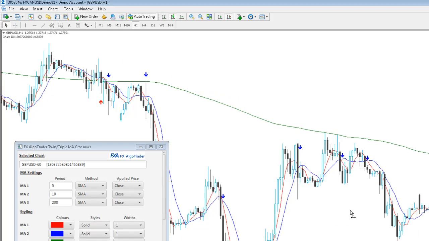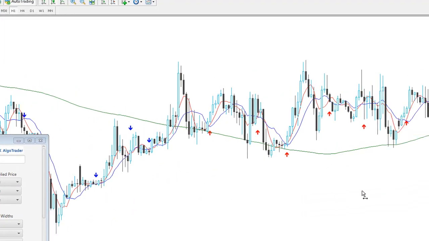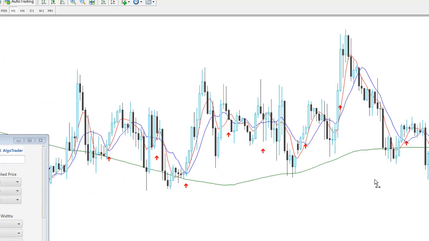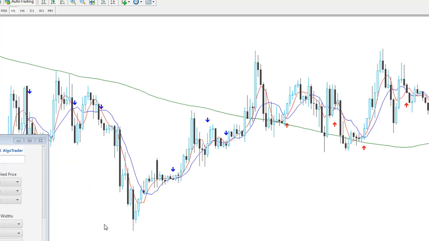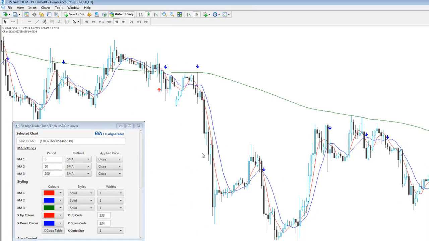Now look how good the signals are. These trade signals are generally much improved because guess what? This is the big thing. The trend's your friend, and if you can stay on the right side of the trend in any market, statistically you stand a much higher chance of succeeding.